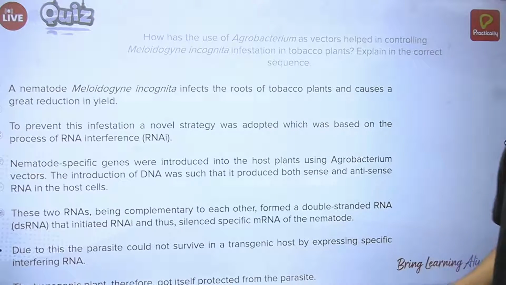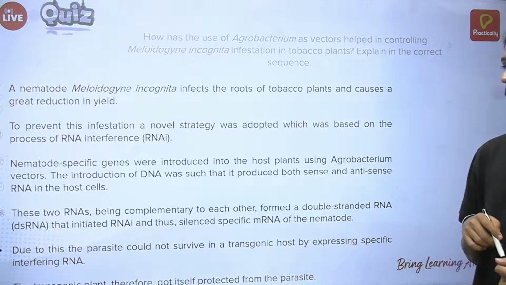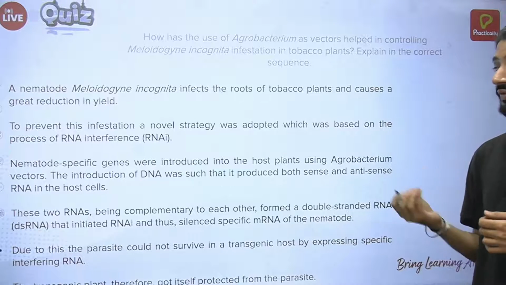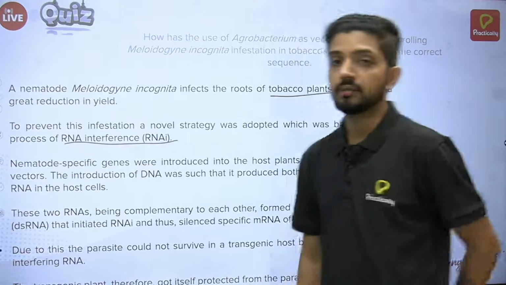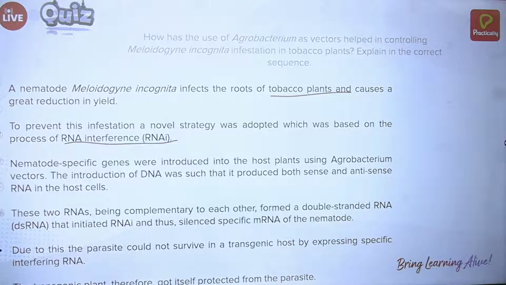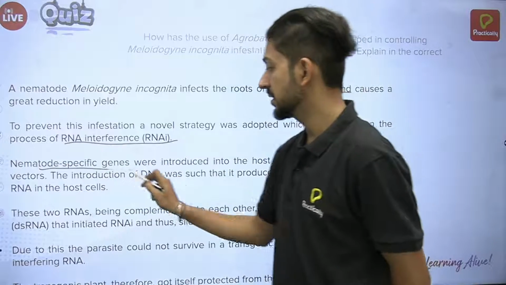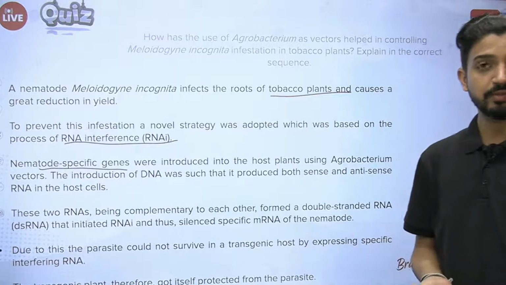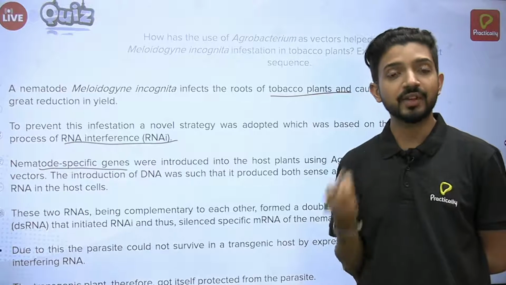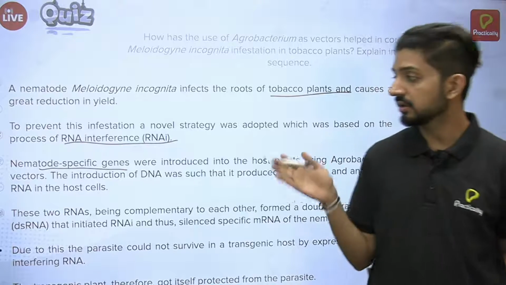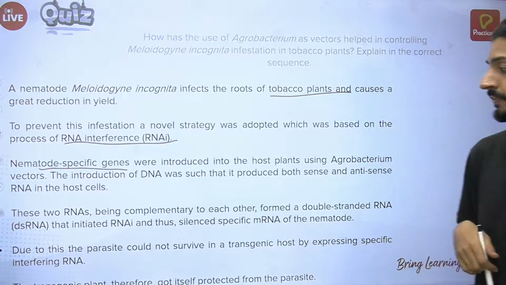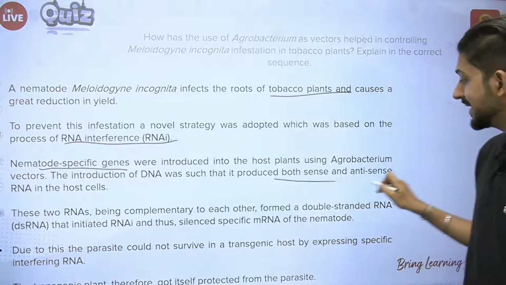Meloidogyne incognita infects the roots of tobacco plants mainly and causes a reduction in yield, and for this the RNA interference method was introduced. We have to explain that in short, where we introduce nematode specific genes into the host using the Agrobacterium vector. Agrobacterium naturally infects plant roots, so we use the property of that bacteria to deliver the nematode specific genes into it, and that will produce both sense and antisense RNA in the host.